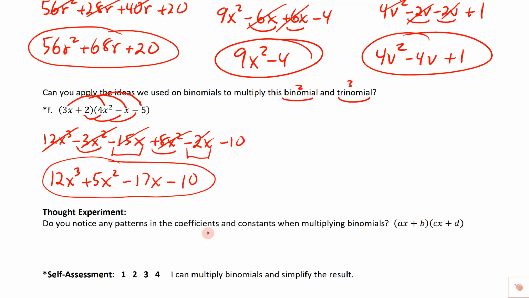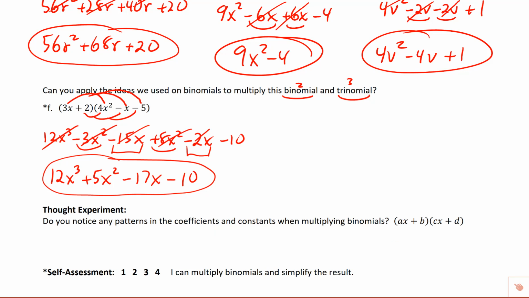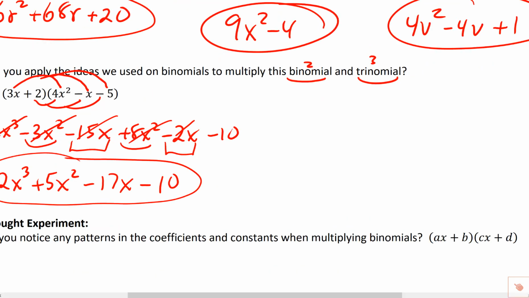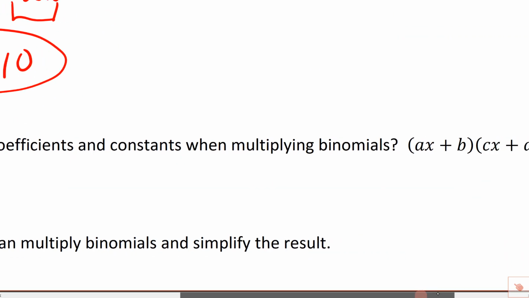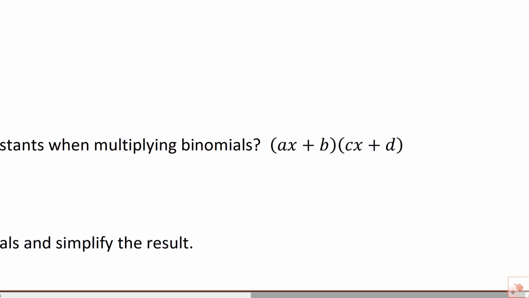Okay, now a thought experiment. Do you notice any patterns in the coefficients and the constants when we're multiplying these binomials? Now, you don't have to do this. You're not going to see anything this ugly, but I do just want you to look and watch, okay? The self-assessments at the bottom of the page, you can do that if you want to right now, but I'd like you to take a look at this.